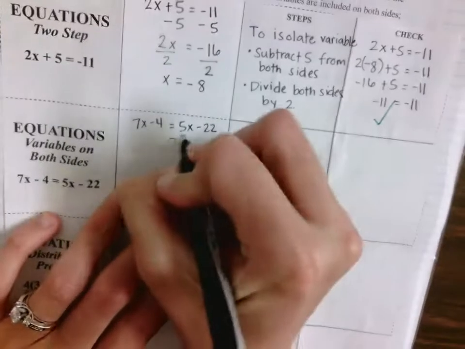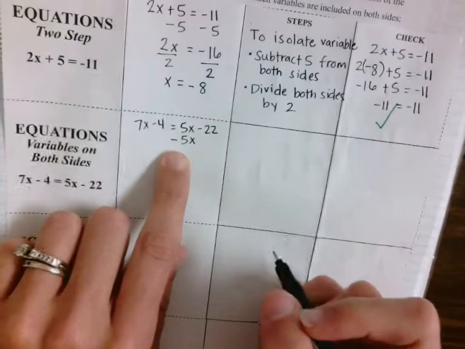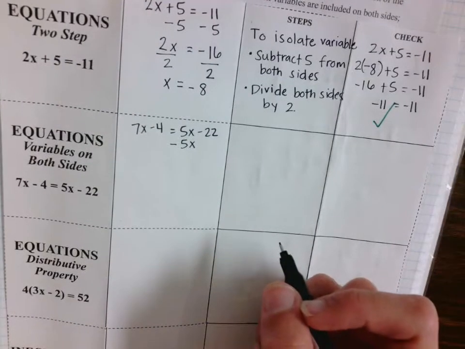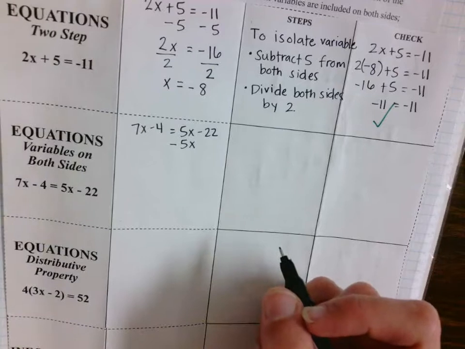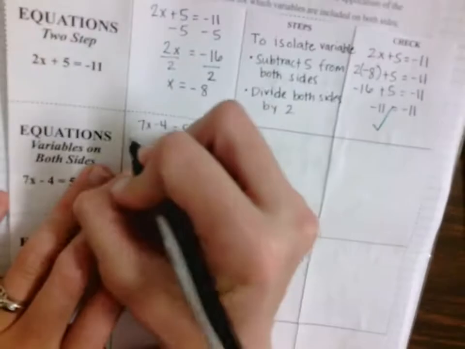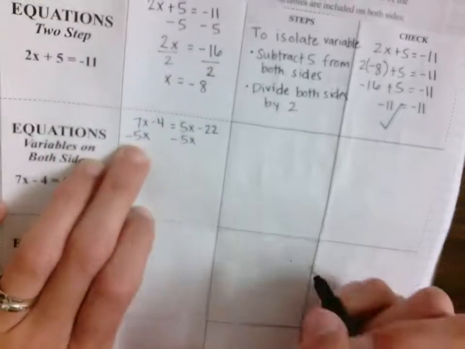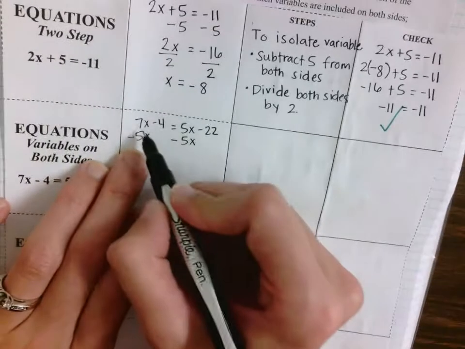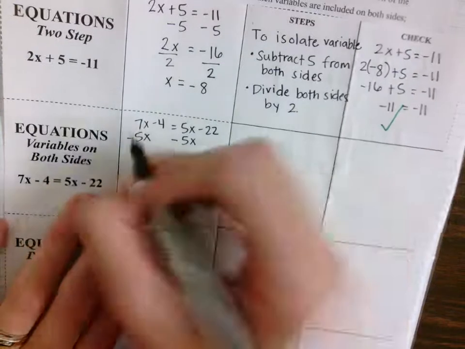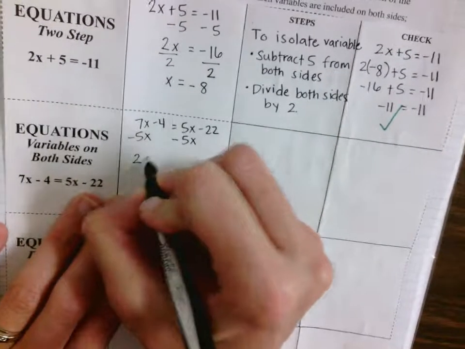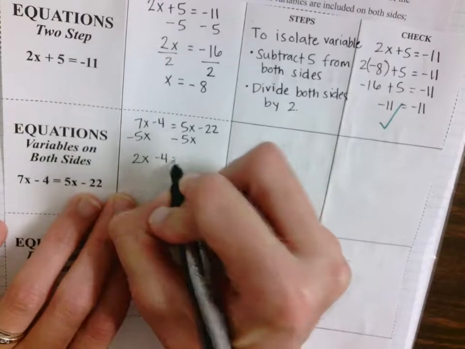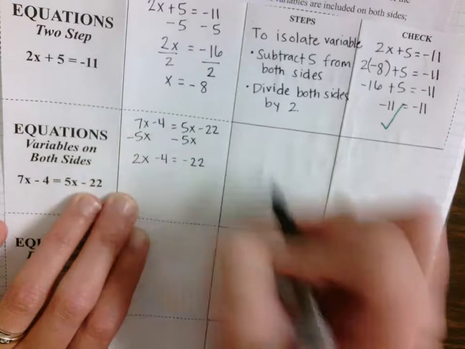So what we're going to do first is move over negative 5x. You have to think about, if I have 5x's and I subtract 5 more, I have no x's left. So I have to subtract 5x on both sides. So 7x minus 5x equals 2x. Okay, minus 4 equals negative 22.